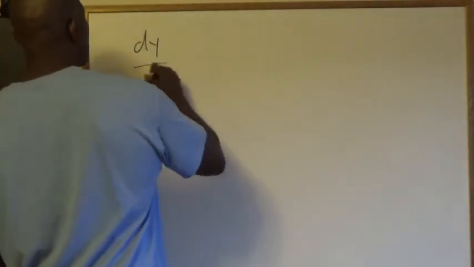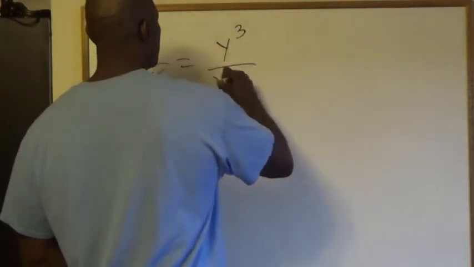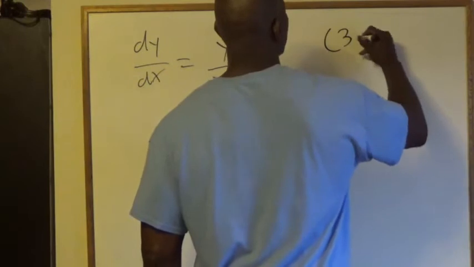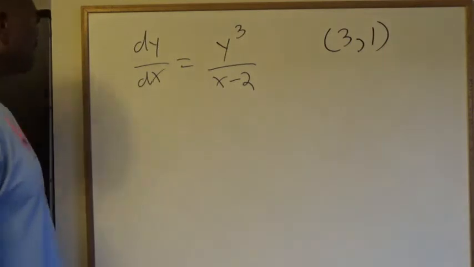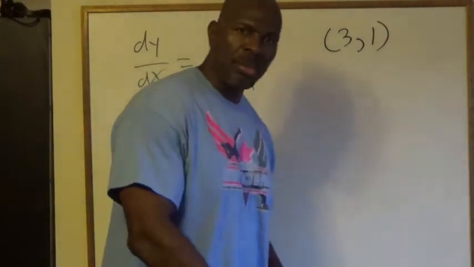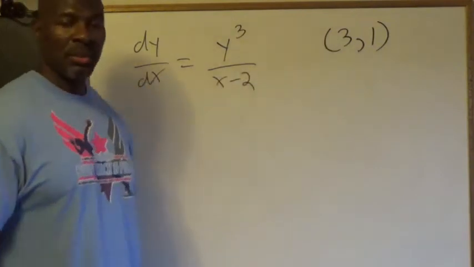So dy by dx equals y cubed over x minus 2. And the given initial condition is y of 3 equals 1. I'll write it as a point, 3 comma 1. Sometimes it's written as a point, saying y equals f of x is a particular solution to the differential equation going through the point 3 comma 1. When you see it written like that, this is just your initial condition.